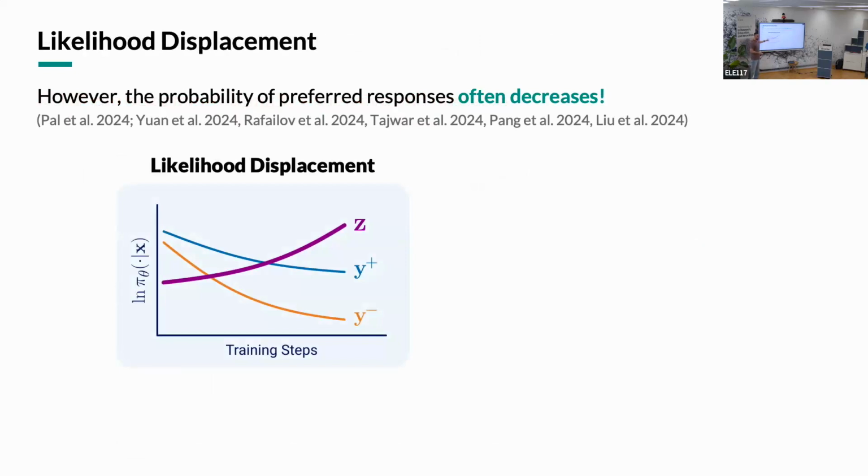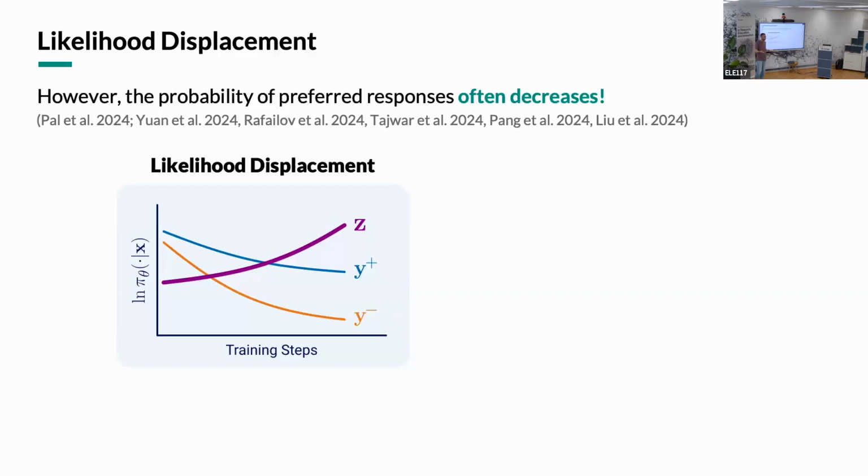This is the log probability of responses as a function of the training steps. And you see that the gap is opening up. The loss is stably minimizing. The log probability of y plus minus y minus increases. But the way that gradient-based optimization often does it is by decreasing both, just at different rates. What this implies is that there exist some other responses, here depicted by z, that must increase in probability.